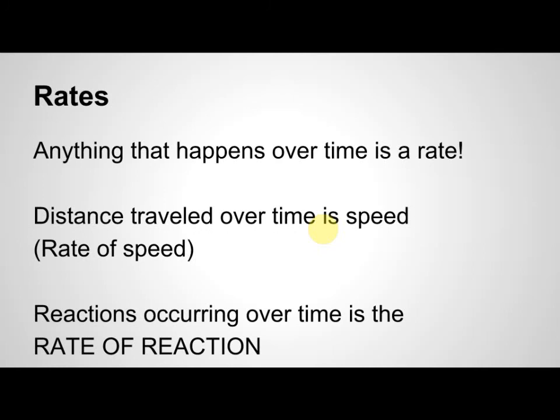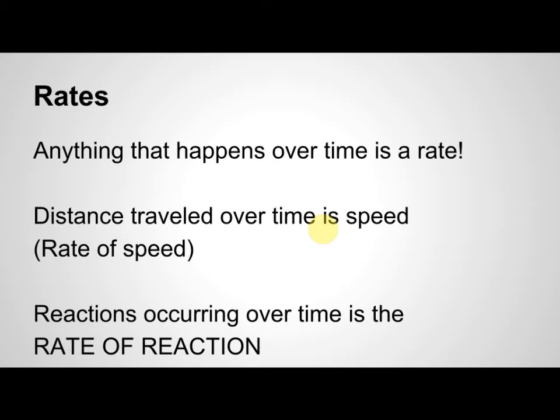Let's talk about what a rate is. Rate is anything that happens over time. There are other types of rates, but for our discussions today, we're going to look at just rates of time. An example would be the distance traveled compared to the time it took you to travel. That would be a speed. So we can have a rate of speed.